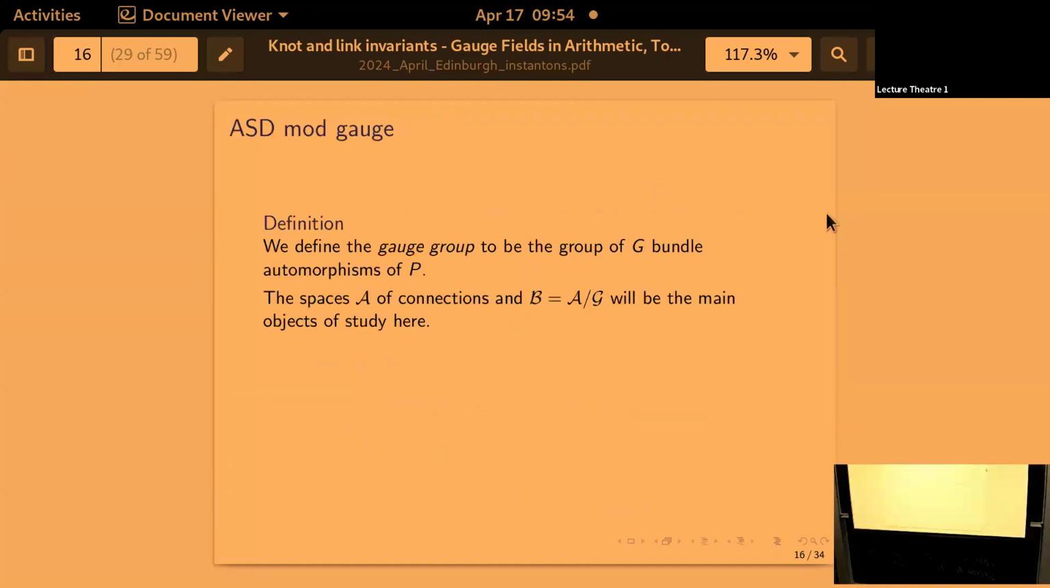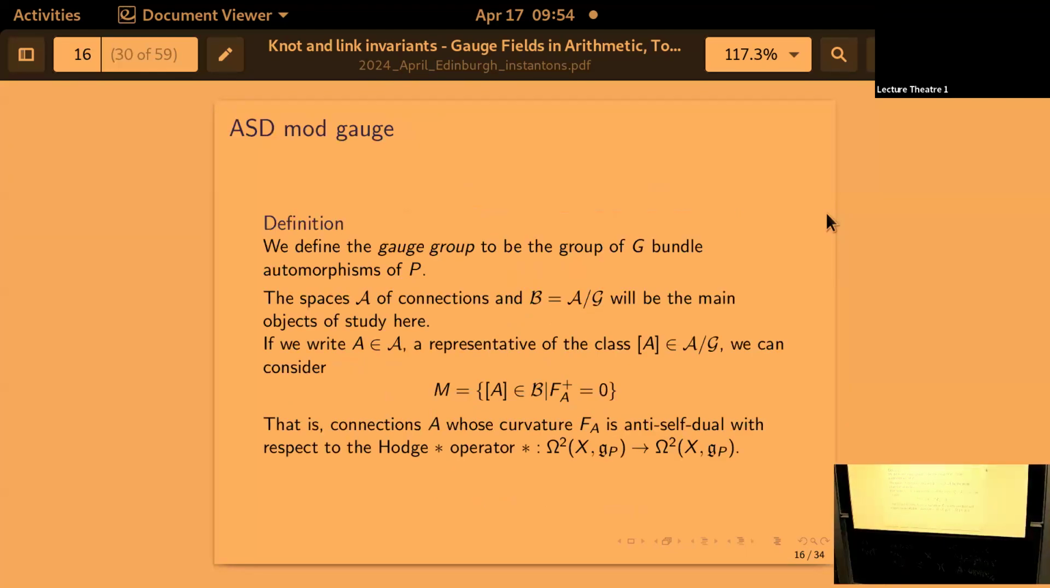Okay, and then we're specifically going to be considering this space of anti-self-dual connections up to gauge. So gauge is basically this: you have this G bundle, you can look at G bundle automorphisms, and if you have a connection that under an automorphism goes to another connection, you identify those as the same. And it's not very hard to check that anti-self-dual connections get identified with anti-self-dual connections.